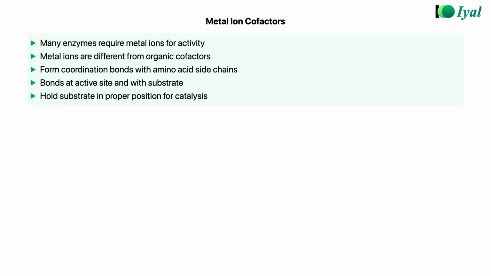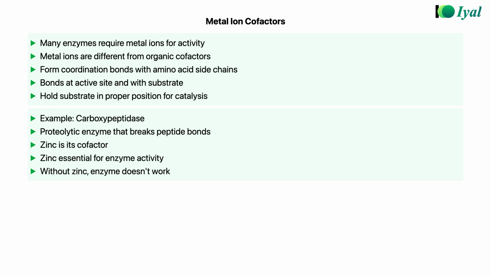Some enzymes need metal ions to work. Zinc, iron, magnesium, various metals. These metal ions form coordination bonds with the enzyme's amino acids at the active site. They also interact with the substrate. This positioning is crucial for catalysis to happen.